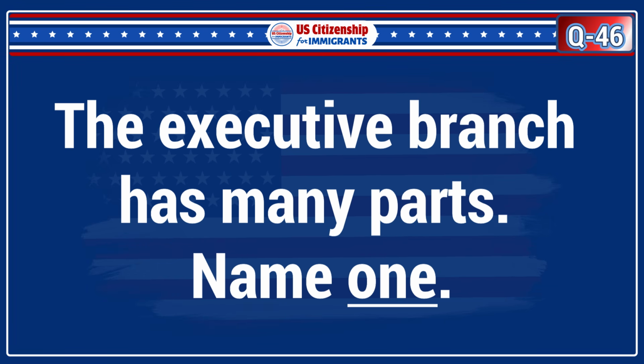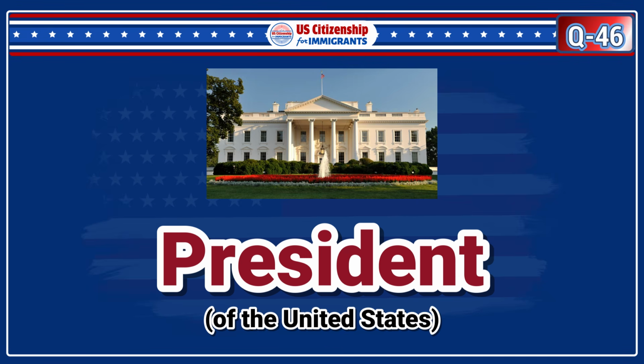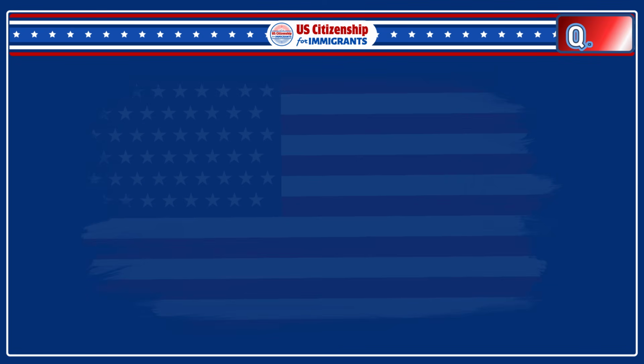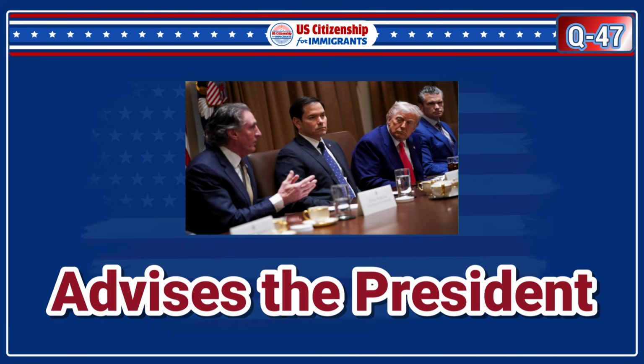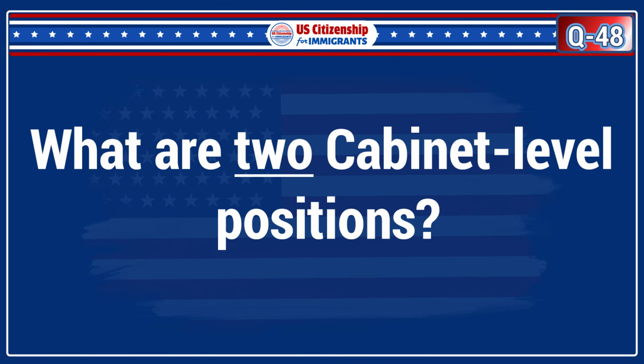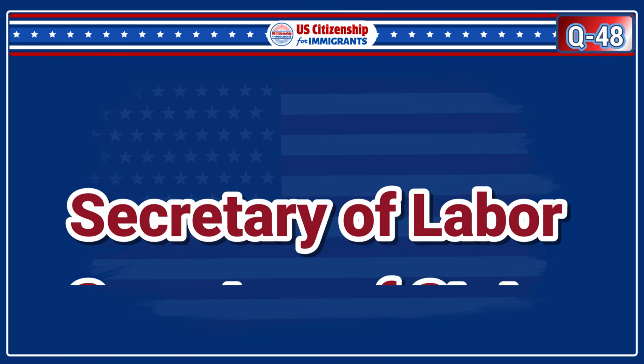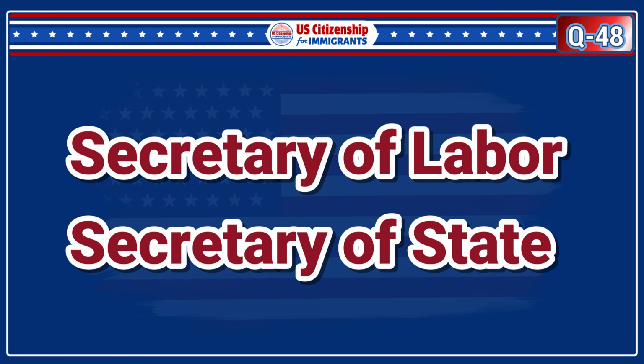46. The executive branch has many parts. Name one. President. 47. What does the president's cabinet do? Advises the president. 48. What are 2 cabinet-level positions? Secretary of Labor. Secretary of State.